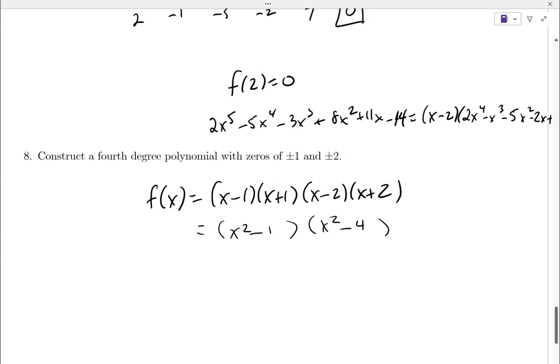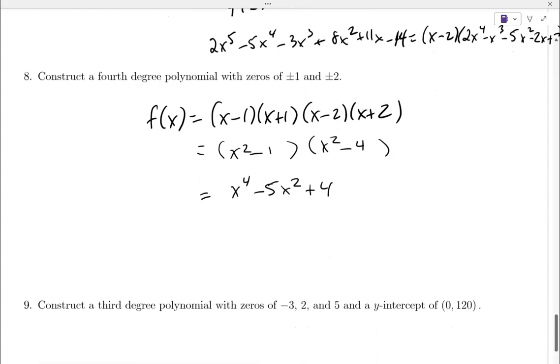Minus 4, right? Because I got to square the 2. And then if you multiply, this one would just be FOIL. Then you would get x to the 4th minus 5x squared plus 4 when you're done. That's how it wasn't horrible to multiply out. But that's how we construct that polynomial. It told you what the zeros were, so then x minus that has to be a factor. That okay?